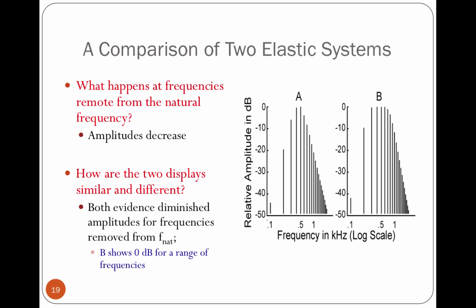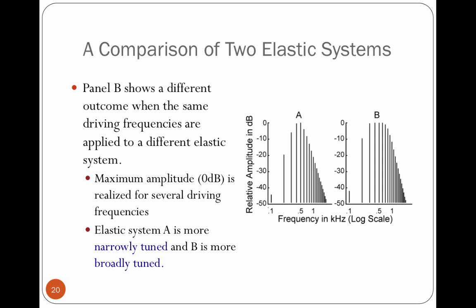So how are these two figures different? Both show evidence of diminishing amplitude for frequencies further removed from the natural frequency, but B shows it for a wider range of frequencies. So system A is more narrowly tuned than system B. That's a more broadly tuned elastic system.